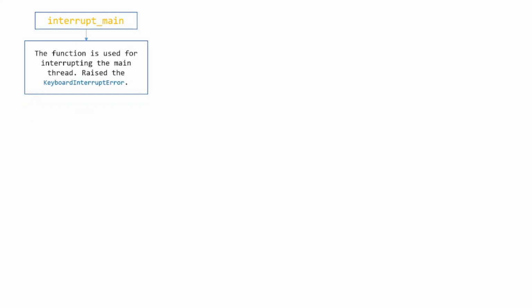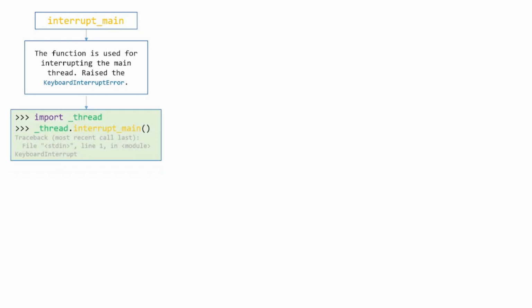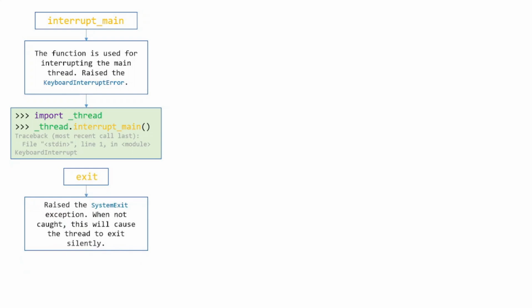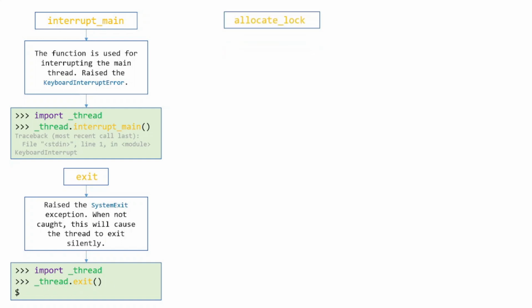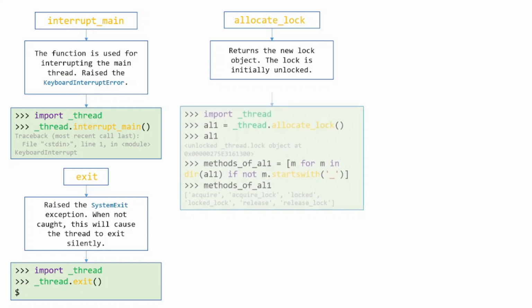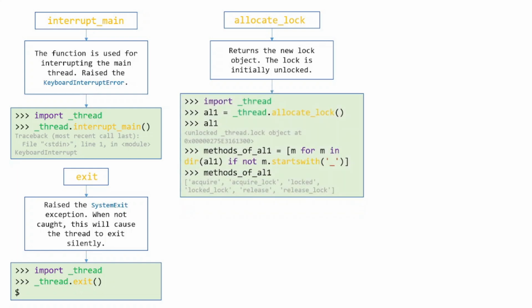The interrupt_main function is used for interrupting the main thread and raises a KeyboardInterrupt error. The exit function raises the SystemExit exception. When not caught, this will cause the thread to exit silently. The allocate_lock function returns a new lock object. The lock is initially unlocked.